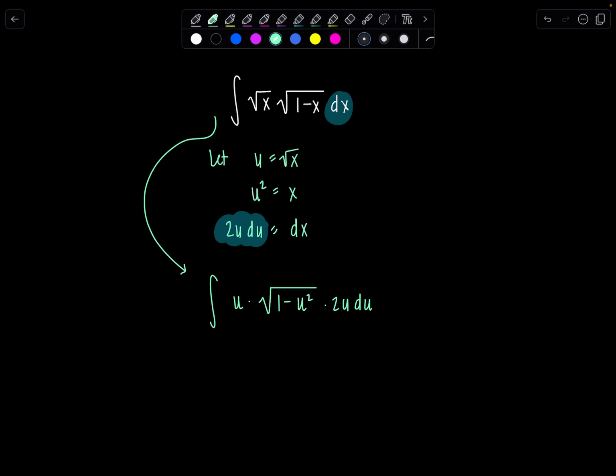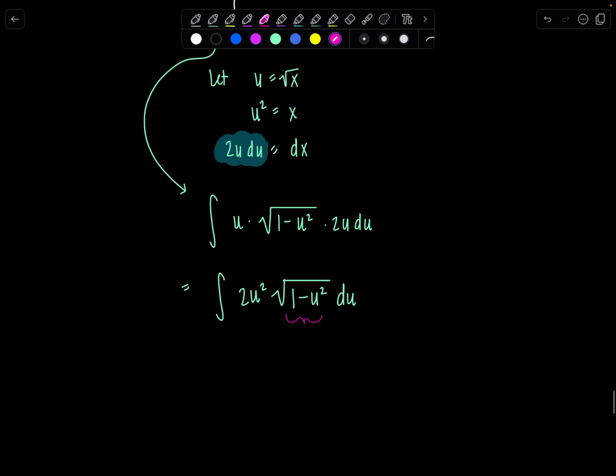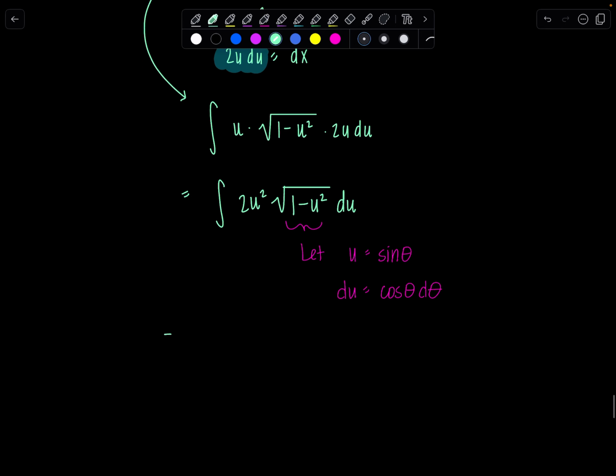Okay. So then from here, just combining some of our terms, I have 2u squared times the square root of 1 minus u squared du, left to integrate. And then this led me to think, well, let's try trig sub. I have square root of 1 minus u squared. So I'm going to let u equal sine theta, which means du is cosine theta d theta. So relaxing when there's no limits of integration right now.